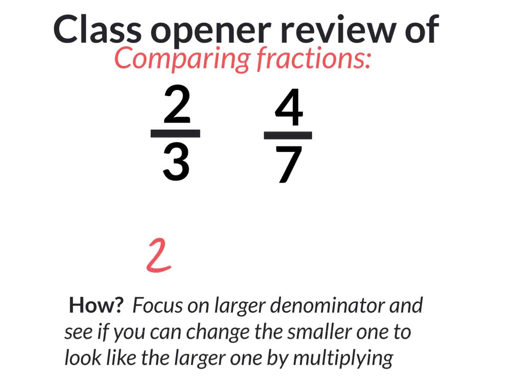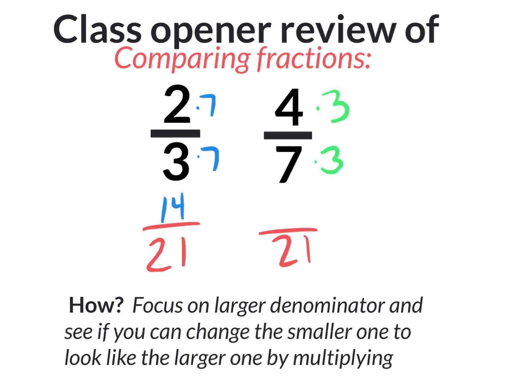So everybody please jot down 21 and 21. And we're going to change this 3 to become 21, and we're going to change this 7 to become 21. How do you change 3 to become 21? Multiply by 7. What you do to the bottom, you must do to the top, and that'll be a 14 over 21. How do you change 7 to become 21? Multiply by 3, we end up with a 12 over here. And now you could clearly see that 14 is bigger than 12. So comparing fractions, you need a greater than sign between those two, which means that the original 2/3 is greater than 4/7.